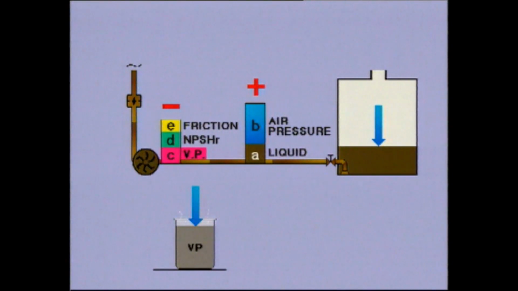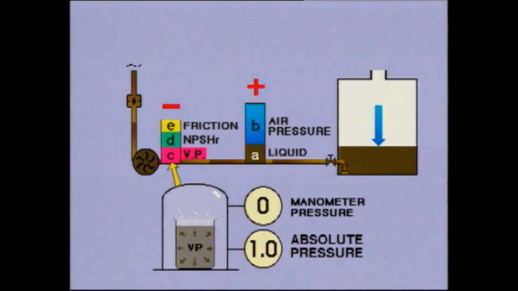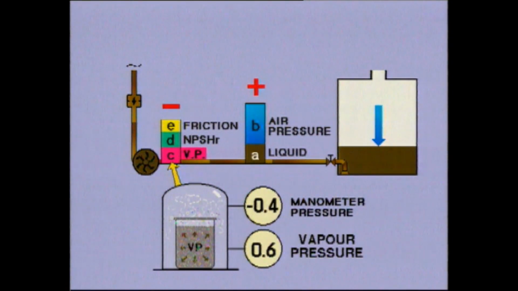Here is a container filled with normal crude. At normal pressure, gas is trapped inside the volume of oil in the form of liquid. If we lower the pressure below atmospheric pressure, the lighter fractions of the crude begin to gas off. When the manometer shows minus 0.4, our sample of crude will gas off completely. Vapour pressure is therefore 0.6.